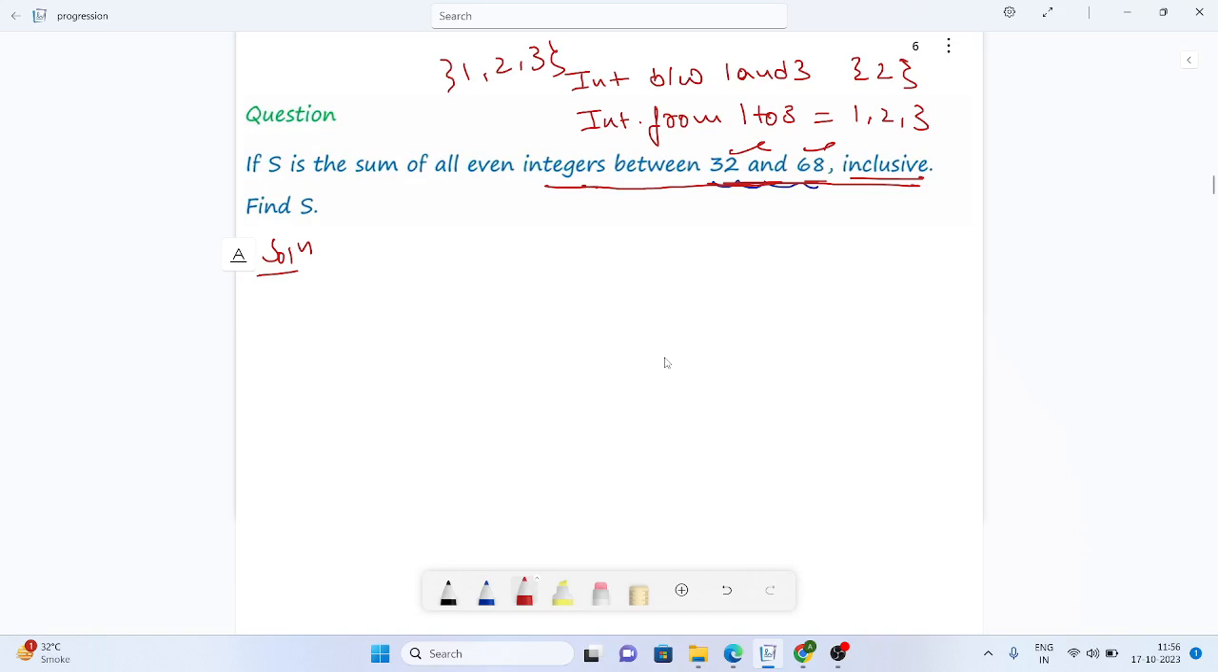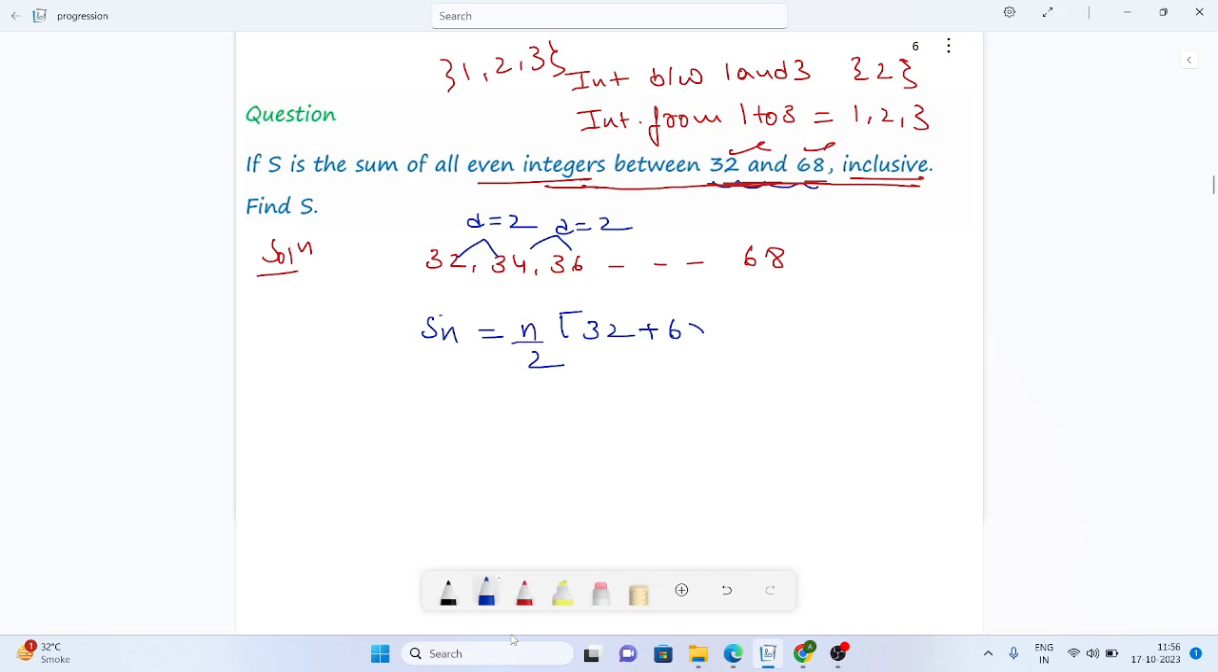So first we write the sequence. So what is the sequence? 32 and all even integers. So next even integer is 34, 36 and up to 68. So it is AP definitely, because difference is 2 here, difference is 2 here, right? Now if I want to find the sum, I put the formula of sum which is nothing but n by 2, first term is 32 and last term is 68.